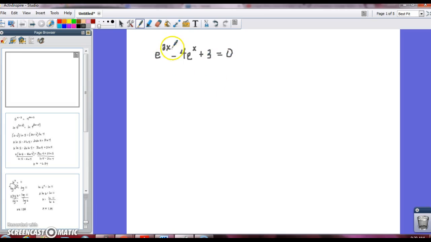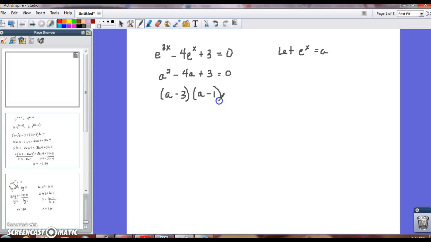If you treat e to the x, you could almost do this. Let e to the x equal some other variable. Let's say it's a. Then this is the same as saying a squared minus 4a plus 3. And hopefully you see that that can be factored, right? I have a minus 3 times a minus 1, which would give me a equals 3 and a equals 1. Now you can go back and substitute in. E to the x is 3, e to the x is 1.